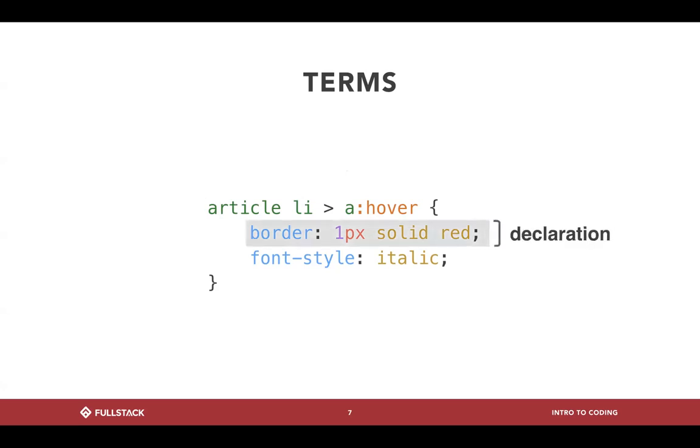And then inside of the rule, we have declarations. So you have selectors, and those selectors get declarations. A declaration is broken up into properties and then values. So what we say is, okay, select all of the elements that meet this selector, whatever meets that, and then apply a border with a width of 1 pixel, make it solid red. So give it a solid red border and make the font style italic.